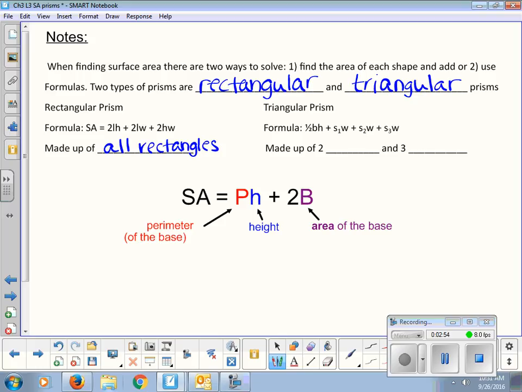And for a triangular prism, we would have two what? If the bases are triangles and the sides are rectangles, two would be triangles, and we would have 3 rectangles.